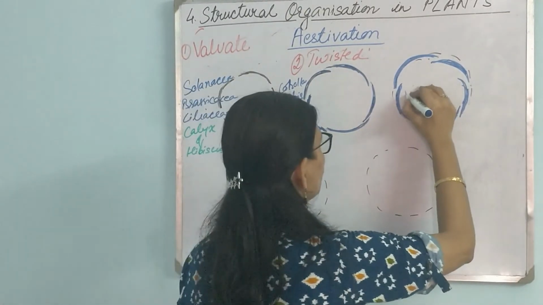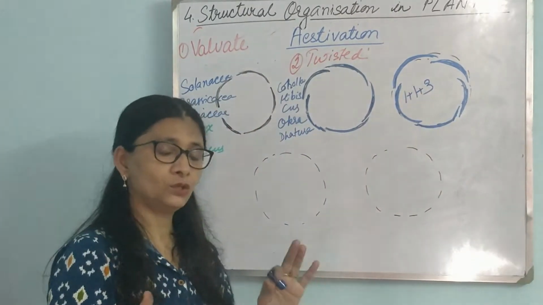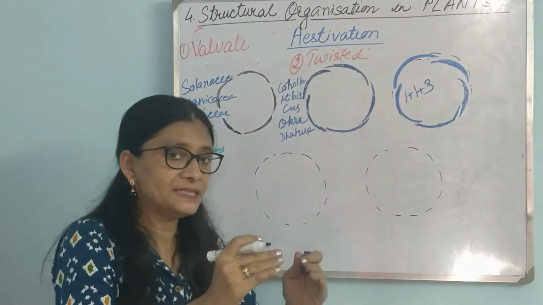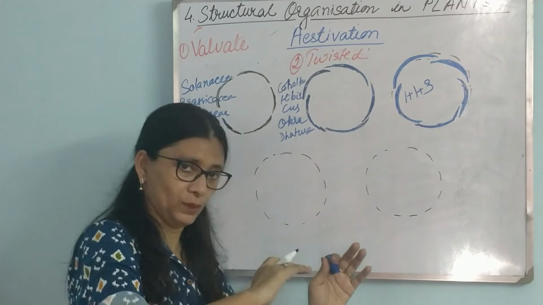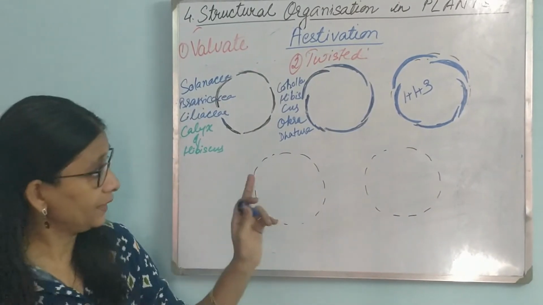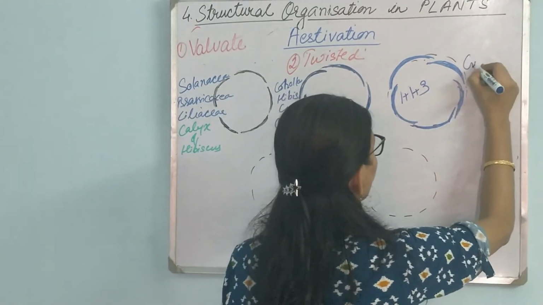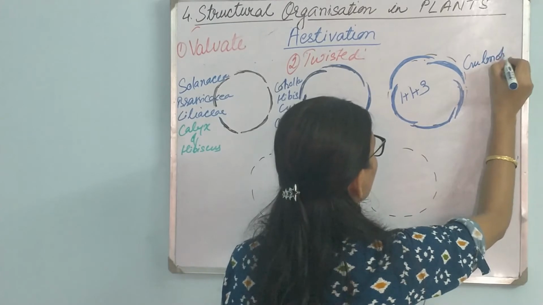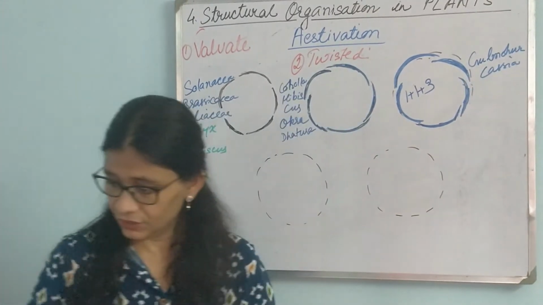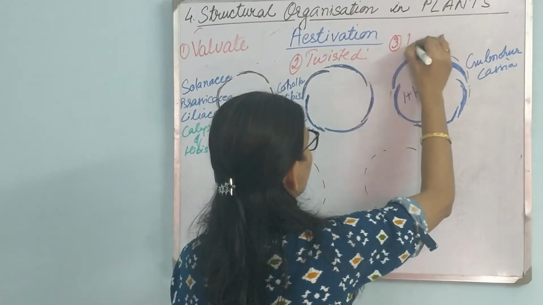This kind of arrangement is known as 1 plus 1 plus 3. One petal or sepal totally outside, that means both parts are outside. One petal or sepal totally inside, and the rest three are one side inside, one side outside. It is known as imbricate, and it is found in gulmohar. Let me write the example, gulmohar and cassia. It is number 3, imbricate.